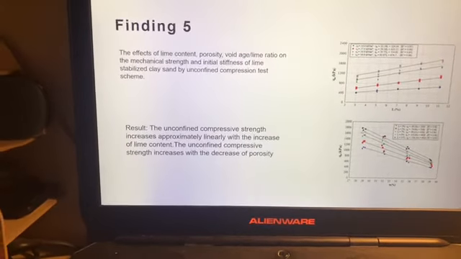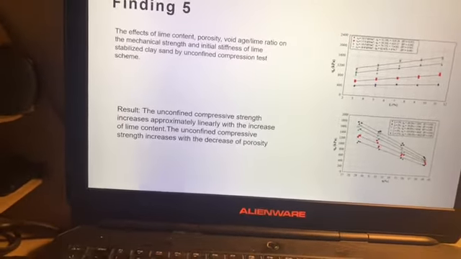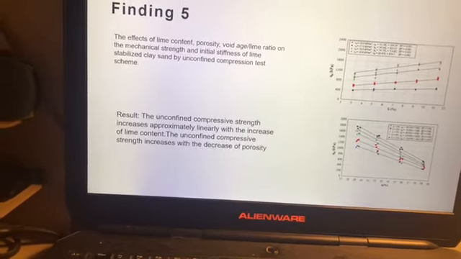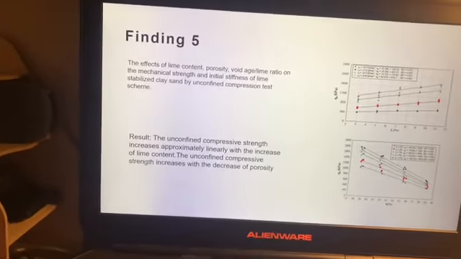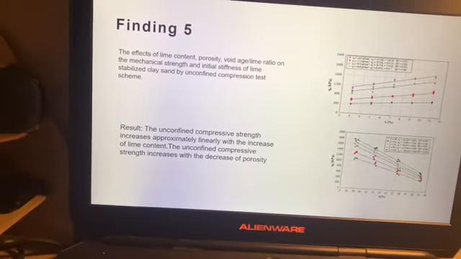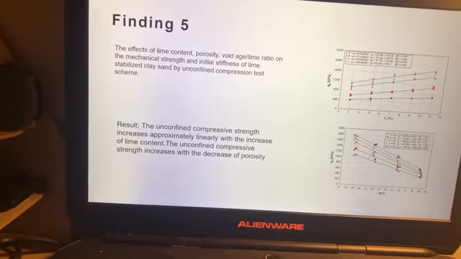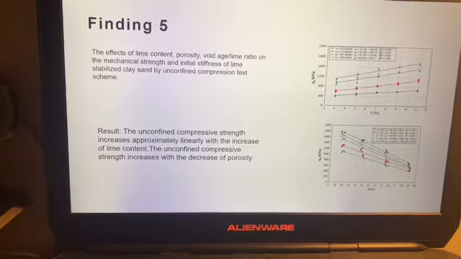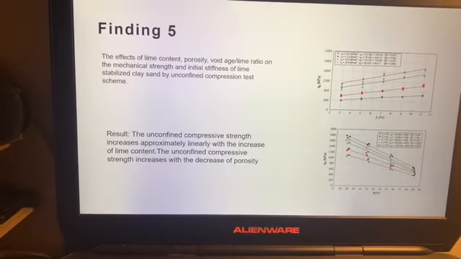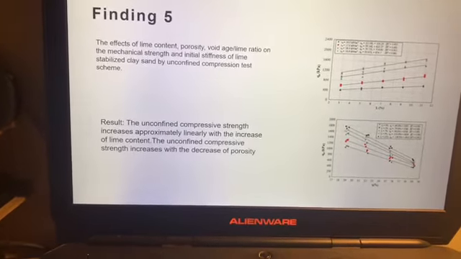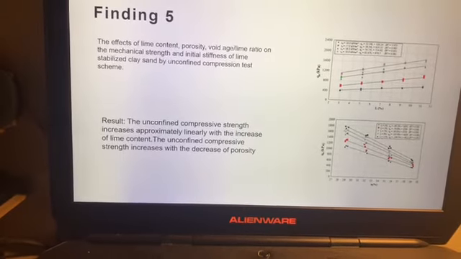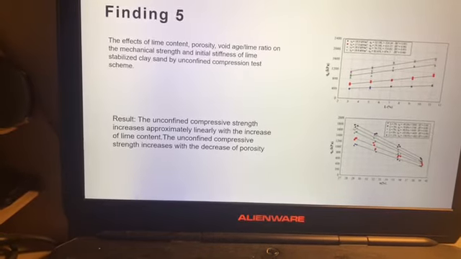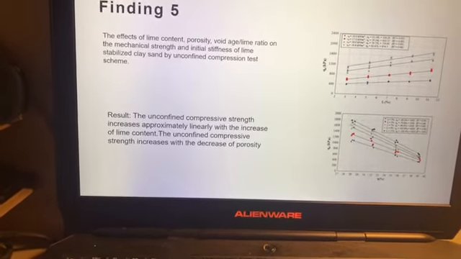Finding 5 is about the effect of lime content, porosity, and weight-age lime ratio on the mechanical strength and initial stiffness of lime stabilized clay sand by the unconfined compression test scheme. As a result, the unconfined compressive strength increases approximately with the increase of lime content. The unconfined compressive strength increases with the decrease of the porosity.